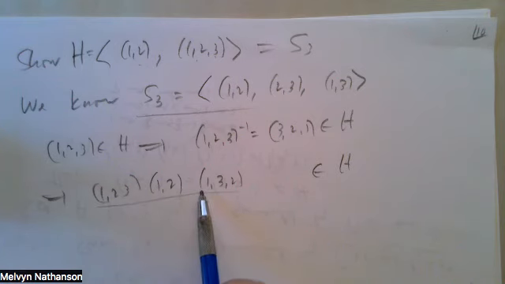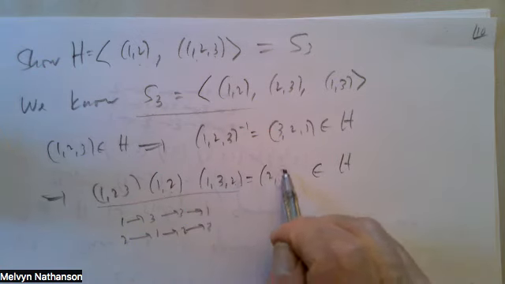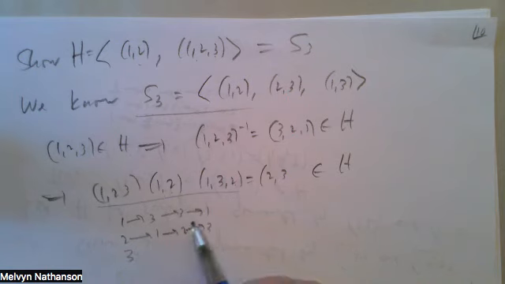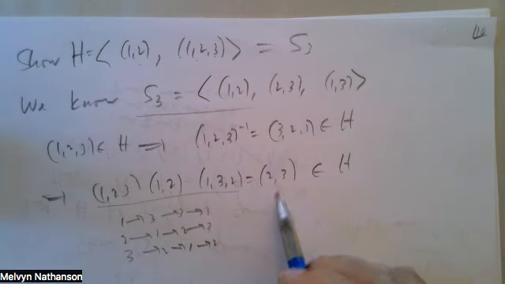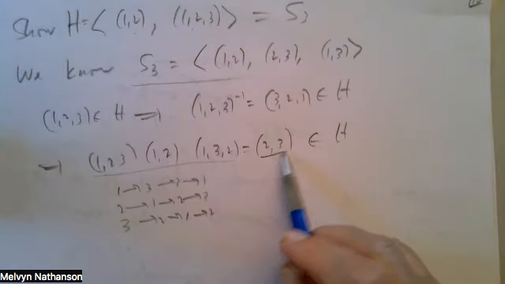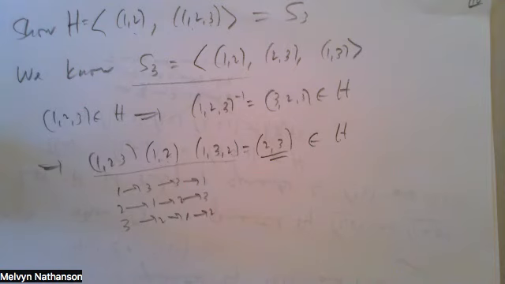But what is this equal to? 1 goes to 3. This sends 3 to 3. This sends 3 back to 1. So 1 goes to 1. 2 goes to 1, goes to 2, goes to 3. So 2 goes to 3. 3 goes to 2, goes to 1, goes to 2. So 3 goes back to 2. So the permutation (2 3) is in H.